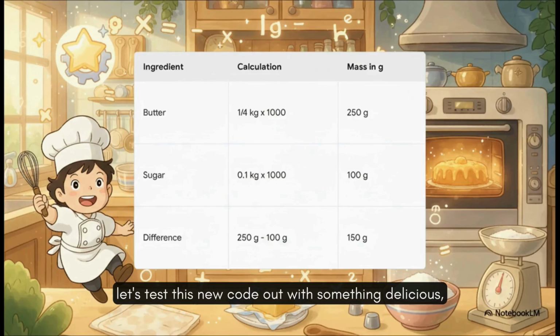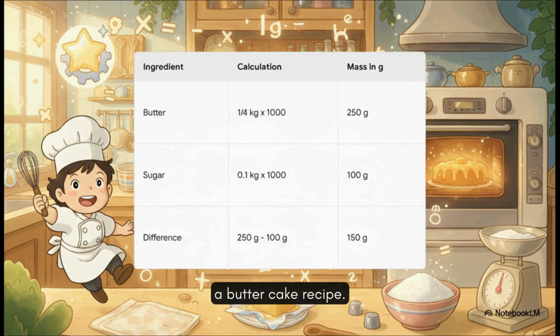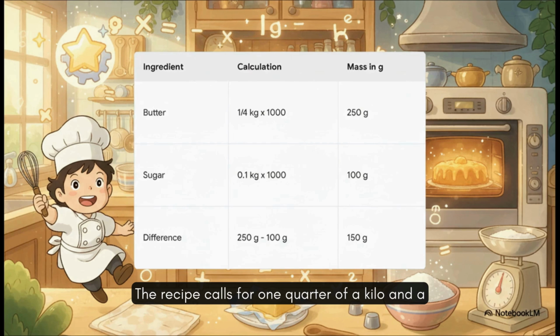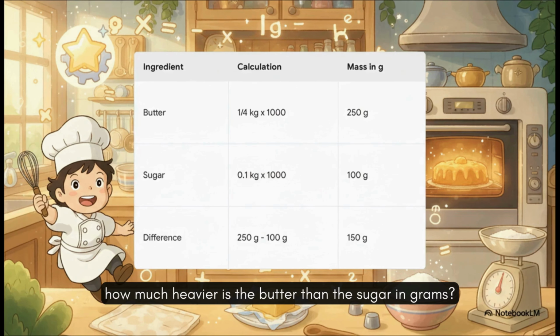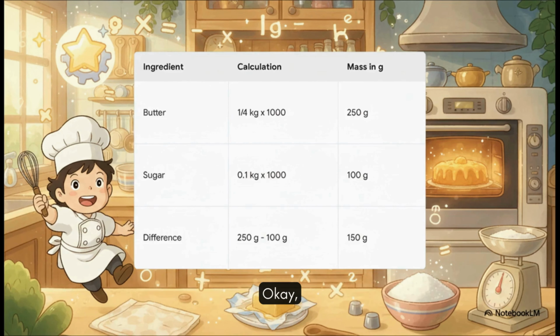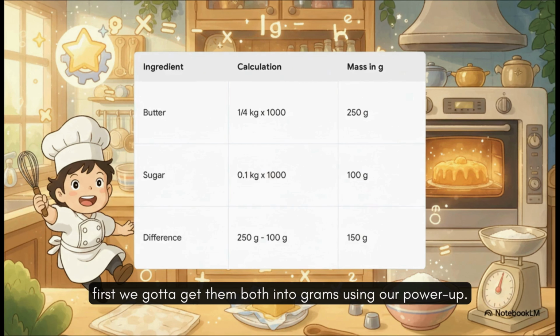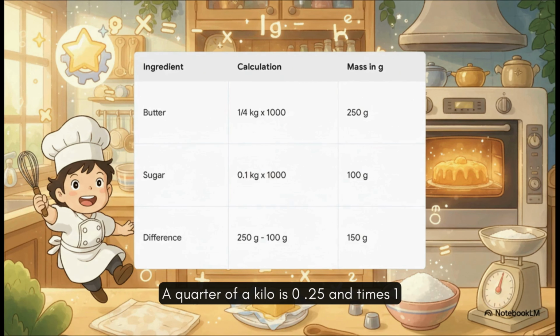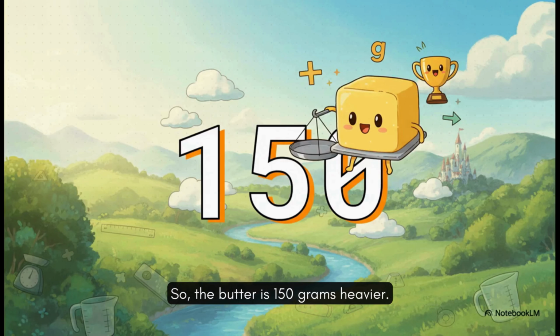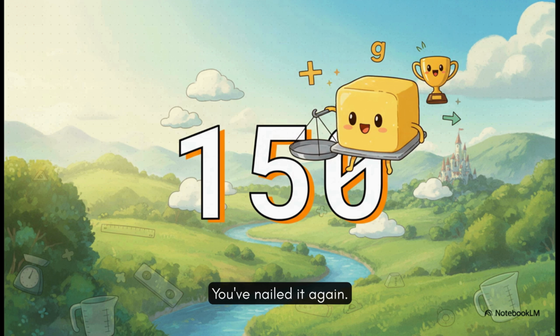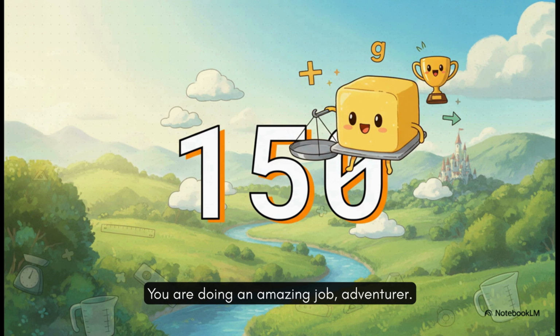All right, let's test this new code out with something delicious, a butter cake recipe. The recipe calls for 1/4 kilo in grams of butter and 0.1 kilograms of sugar. The challenge is, how much heavier is the butter than the sugar in grams? Okay, first we gotta get them both into grams using our power up. 1/4 kilo is 0.25, and times 1,000 is 250 grams. Then 0.1 kilo times 1,000 is 100 grams. Now we just find the difference. So, the butter is 150 grams heavier. You've nailed it again. Quest 2 is officially complete. You are doing an amazing job, adventurer.